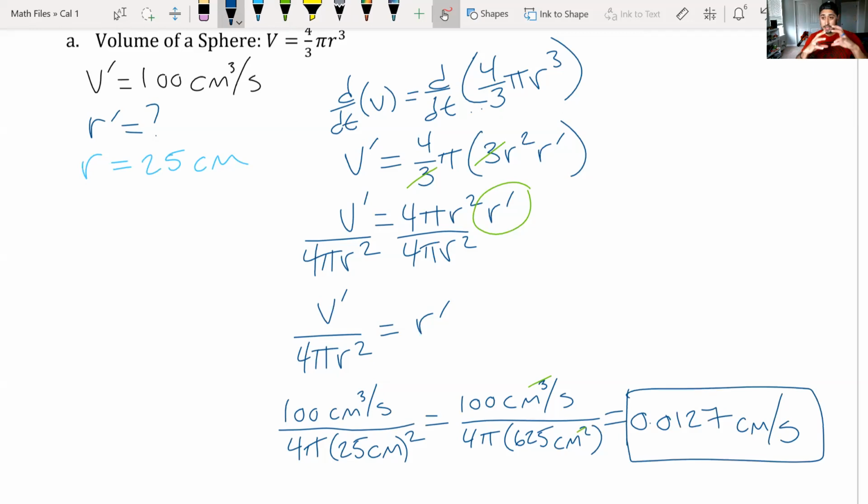So what this means is that if the volume of the sphere is increasing by 100 centimeters cubed per second, this also means that the radius must be increasing by 0.0127 centimeters per second. So two things depend on time. Volume increases, radius increases. And we could even do surface area if we wanted. The surface area of the balloon also expands. So this is why we use related rates. Two things depend on each other, and these two things are dependent on time. Okay, next.